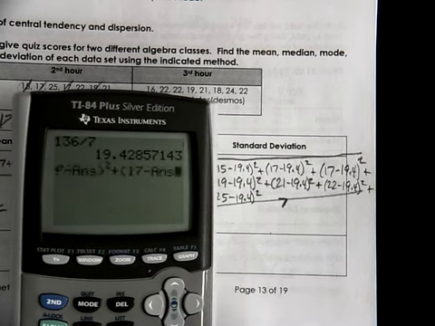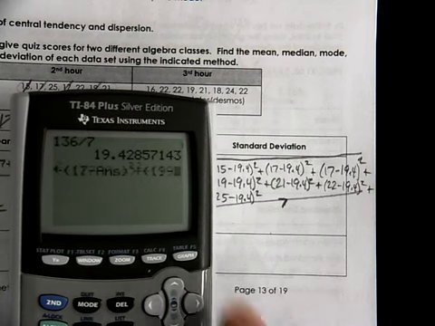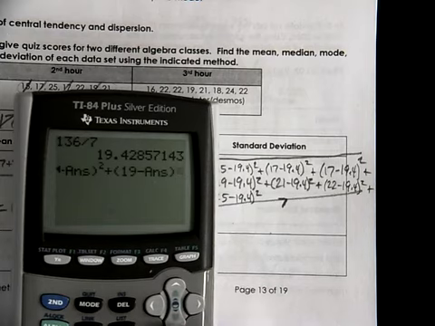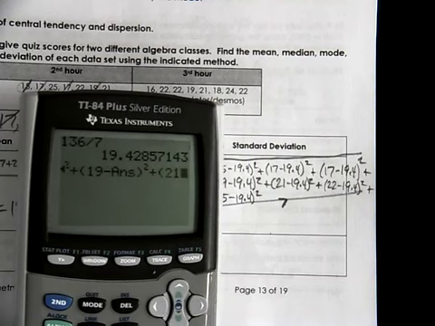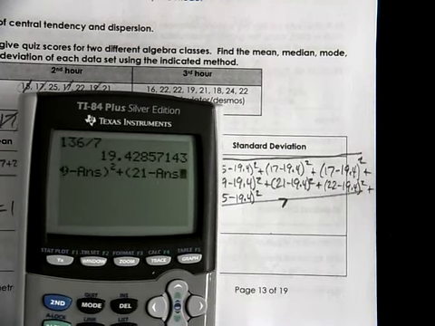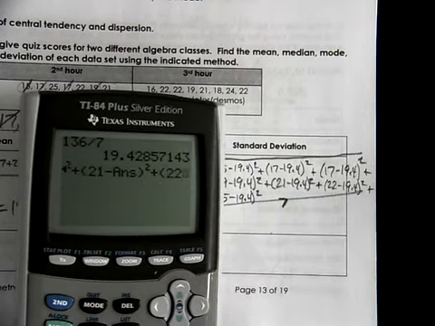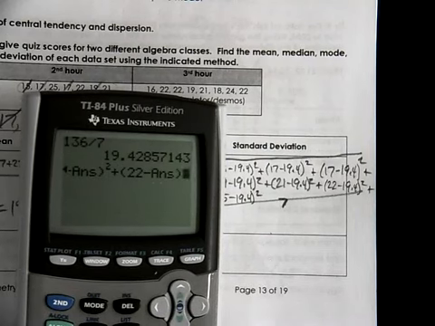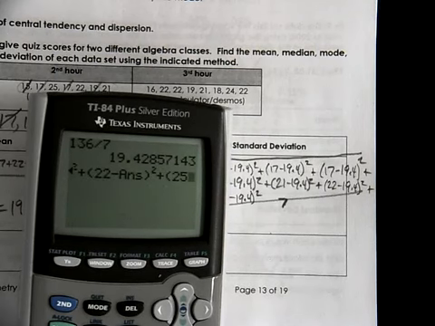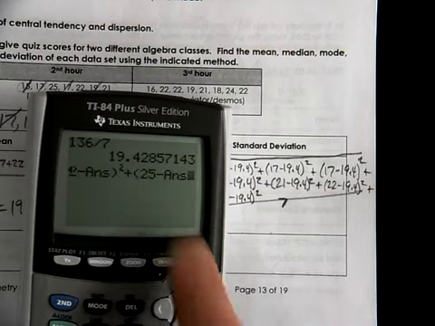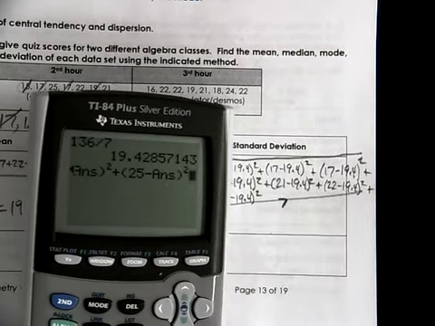17 again, squared. 19, 21, 22, and 25. You got to use the parentheses. I'm using the answer, so it's not a rounded answer. We're doing just as good as a calculator can do for us.